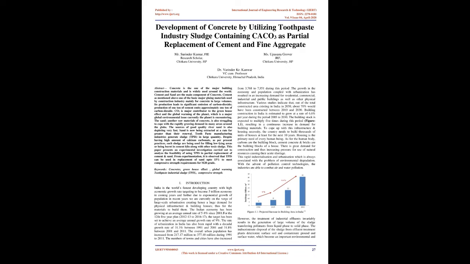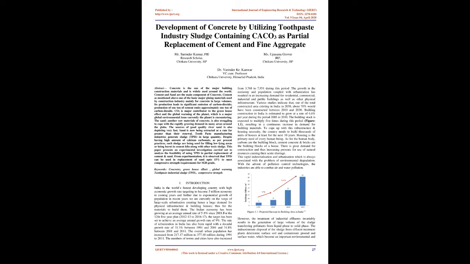Introduction. India is the world's fastest developing country with a high economic growth rate, targeting to become a 5 trillion economy in the coming years and further. Due to exponential growth of population in recent years, we are currently on the verge of large-scale urbanization, creating a huge demand for physical infrastructure and building houses, and thus for the materials to build them.